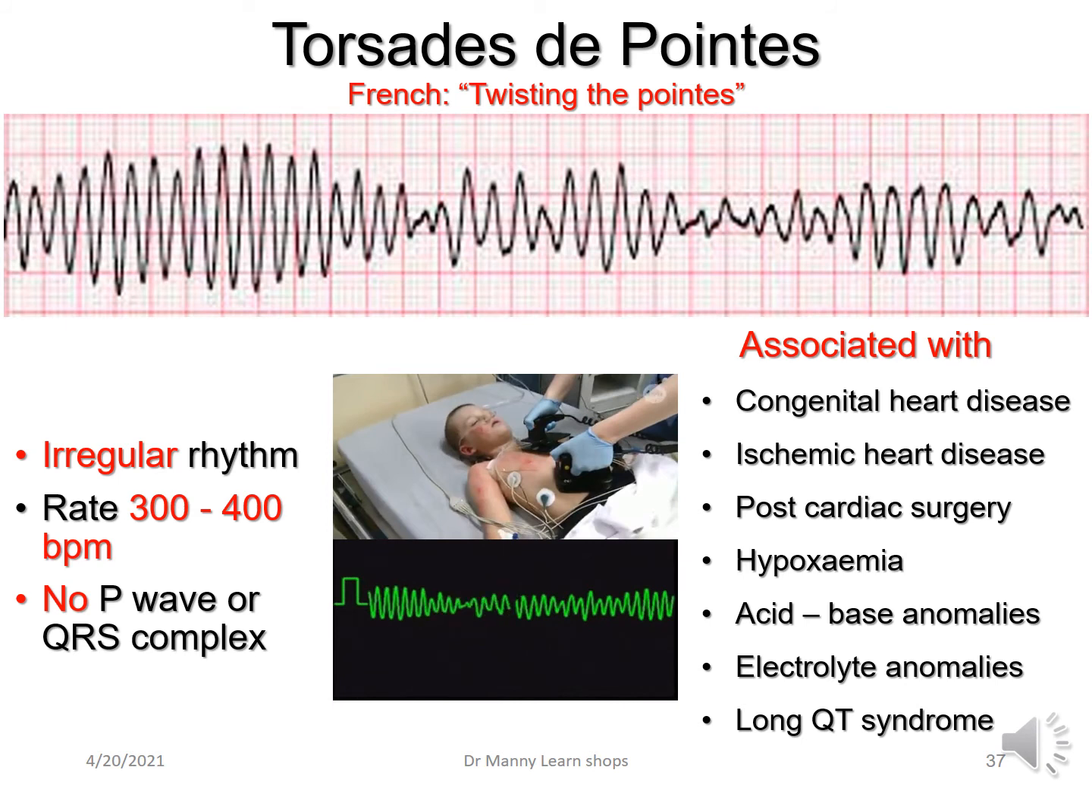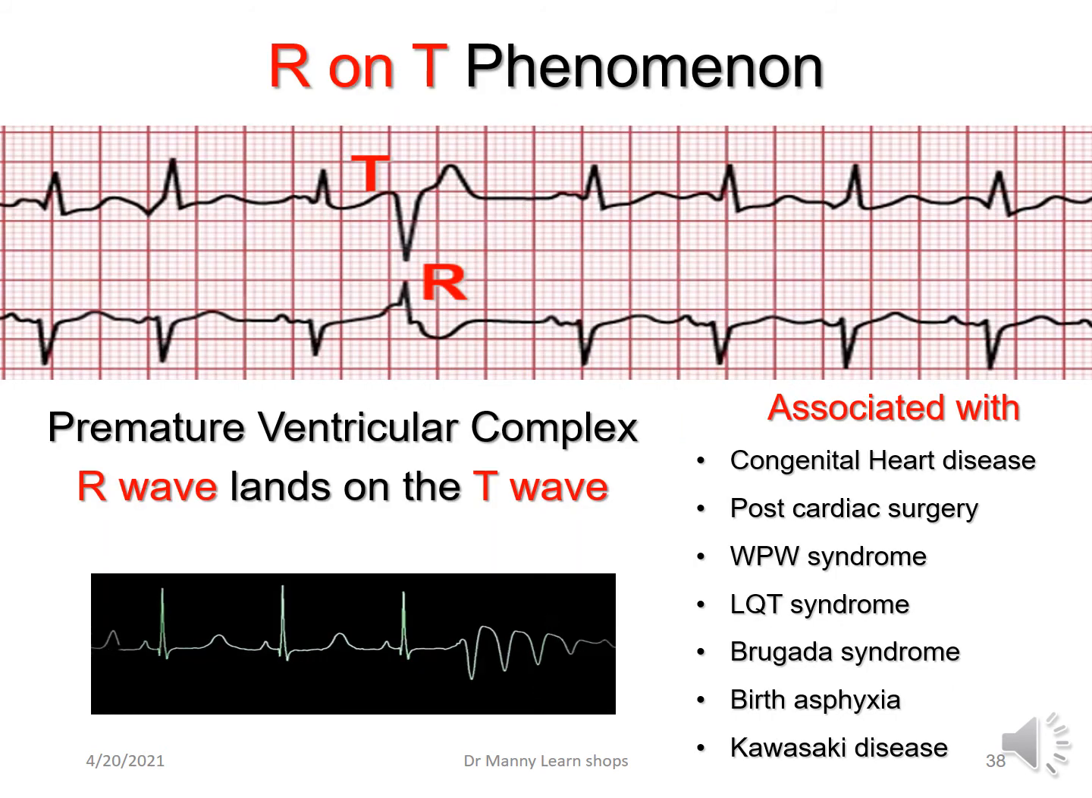And this is associated with congenital heart disease, ischemic heart disease, possibly post-cardiac surgery, hypoxemia, acid-base disturbances, electrolyte anomalies, and long QT syndrome. And it's got a classic pattern that you see. It starts off big, it gets small, gets smaller, and then it gets big again. Twisting of the points. The R on T phenomenon is exactly that.